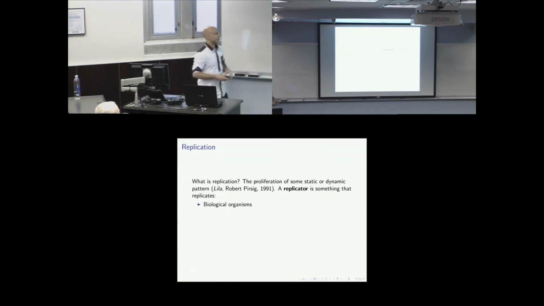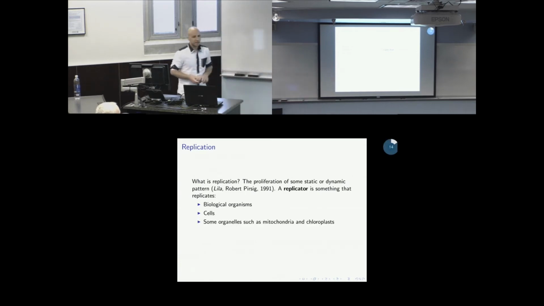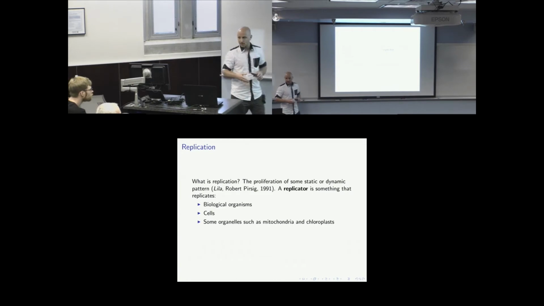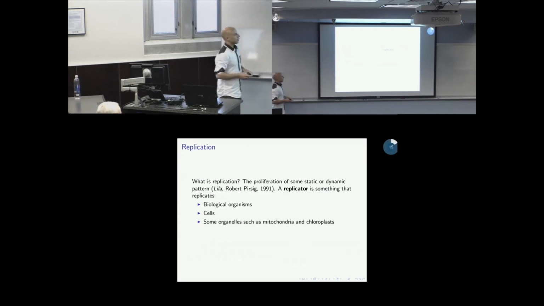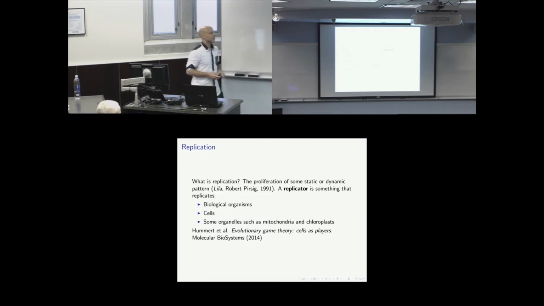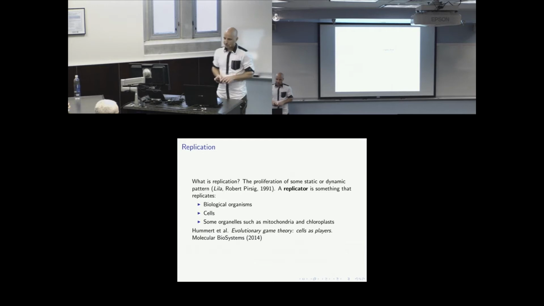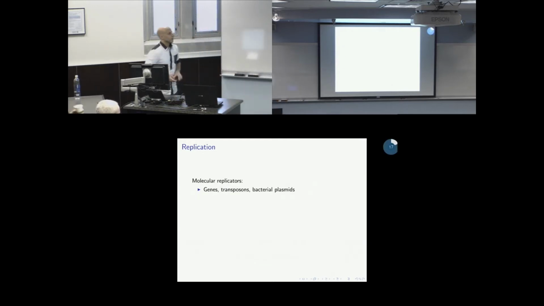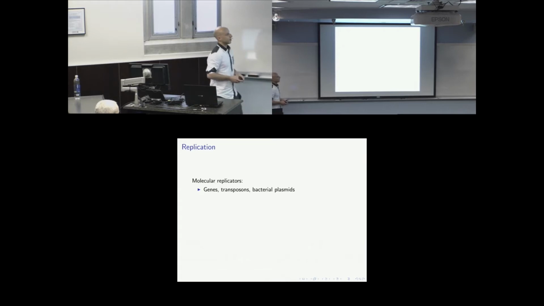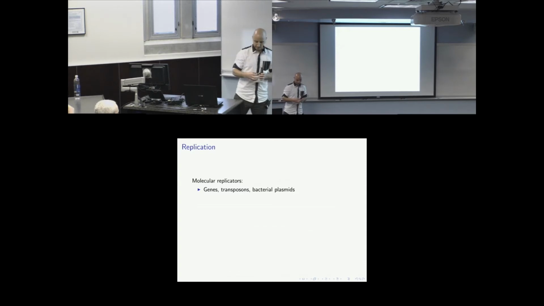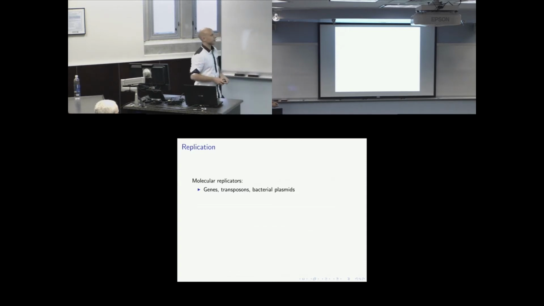So when you call something a replicator, there are lots of things that we think about as replicating entities, obviously biological organisms, cells. Some components of cells are themselves independently self-replicating. And there's been a lot of recent discussion in the literature about interpreting cells as players in evolutionary game theory, as cooperators and defectors in cancer models, for instance. Right, and then we can think of molecular replicators. So Richard Dawkins had this idea of the selfish gene, that it was a replicator. We have transposons, these units that jump around DNA, bacterial plasmids, independently replicating and spreading circular bits of DNA.